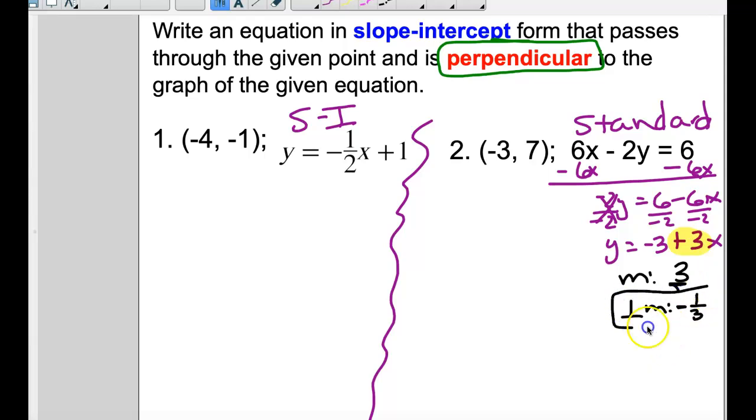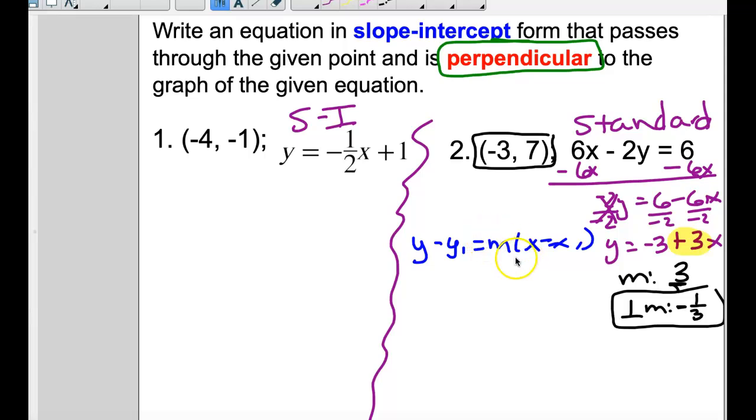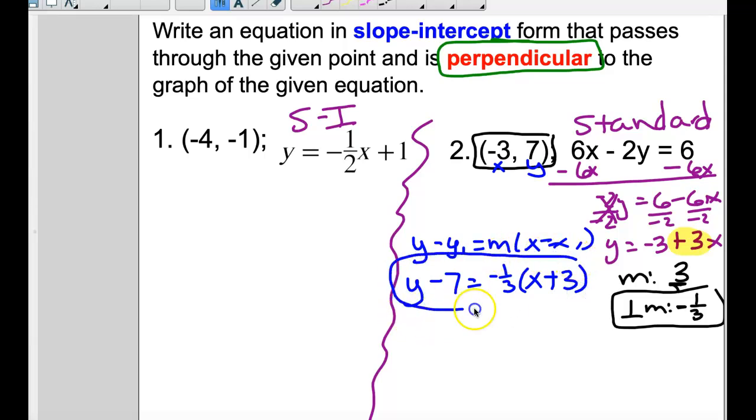I'm going to use my new version of my slope. I'm going to use my given point, and I'm going to write my point-slope equation, right? I think it's helpful to see the point-slope formula. So I'm going to write it on here. And then I'm going to start through it. y minus, my y is 7, right? That's my x, that's my y. Put in my negative 1/3 slope. x minus, if the x is a negative, it's going to go in as a positive. And then I have my point-slope done.